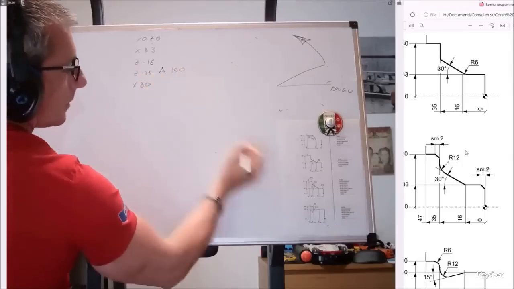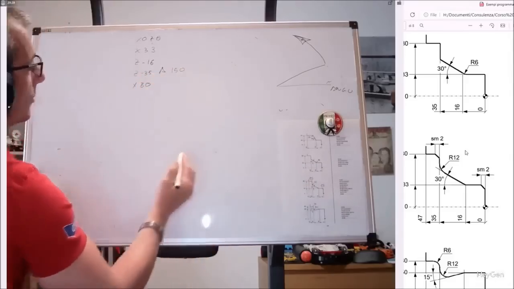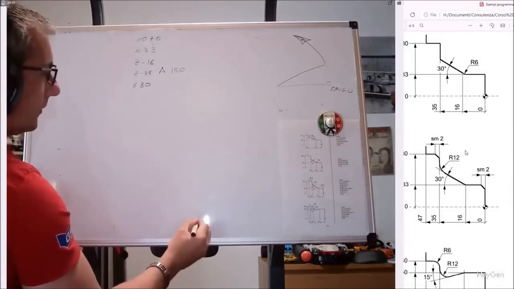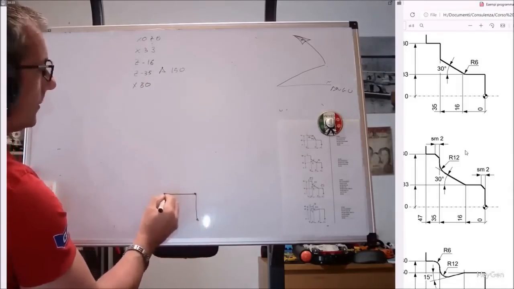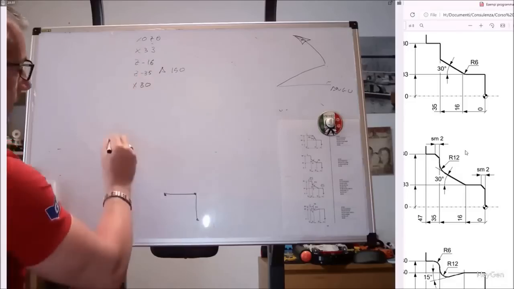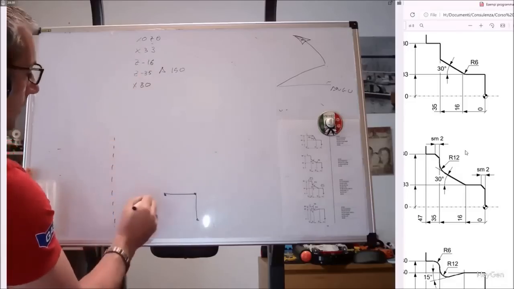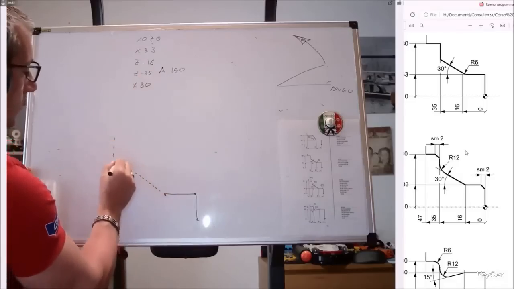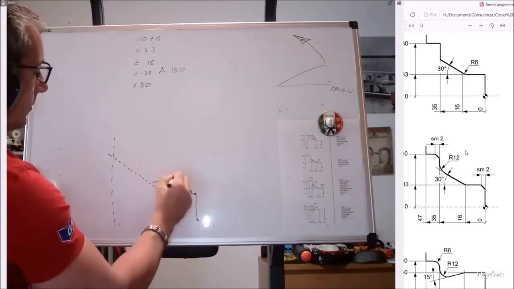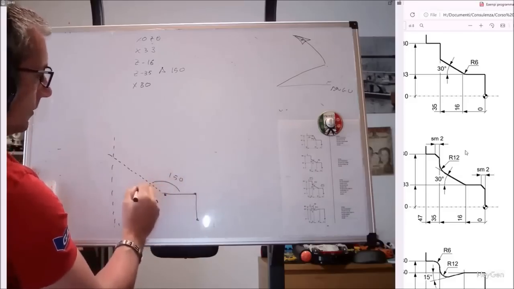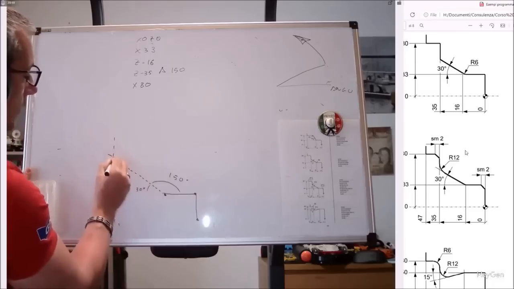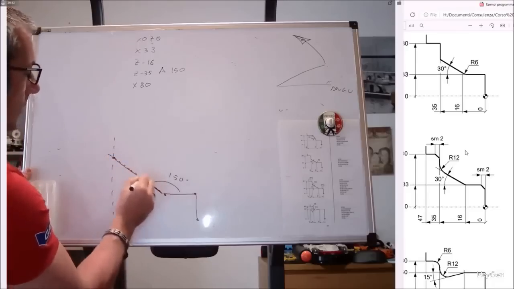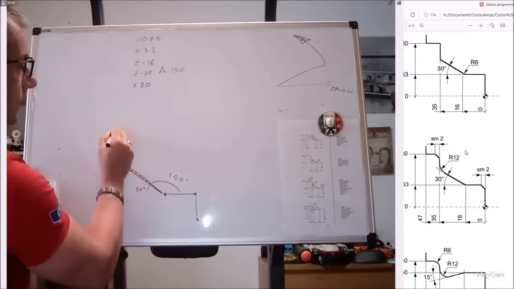So I am at X0. I rise to X33. I move to Z minus 16, and then from here I set a barrier at Z35 and move by 150 degrees, that is 30 degrees. Well, when I encounter my barrier at Z35, the machine stops and then rises to X80.